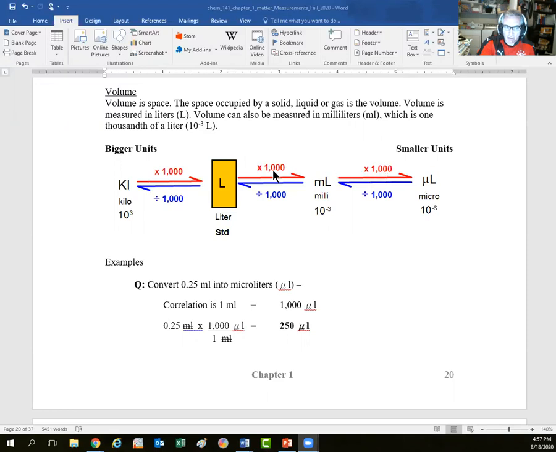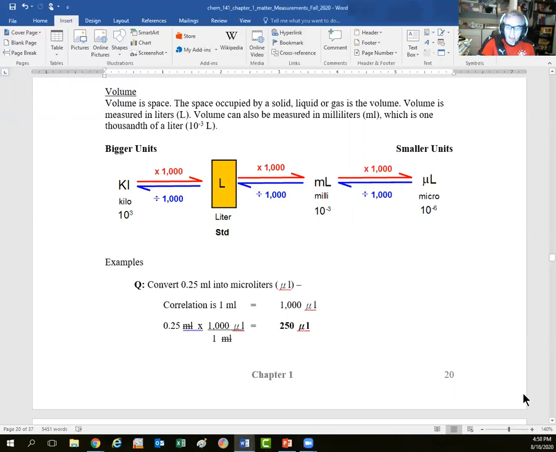The number of zeros in the conversion tell you how many times the decimal point moves in that conversion. So if you start with a bigger unit, like litres are bigger than millilitres or microlitres, you're multiplying by that conversion factor. Or if you're starting with a relatively smaller unit, like millilitres is smaller than litres and kilolitres, starting with millilitres, you would divide by 1,000 to get to litres, or divide by 1,000,000 to get to kilolitres.